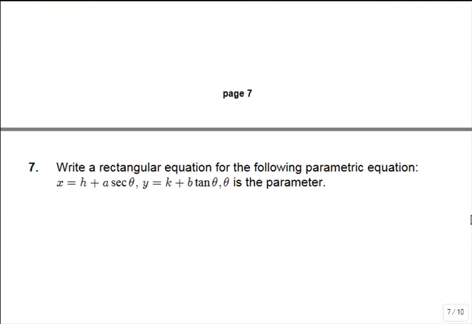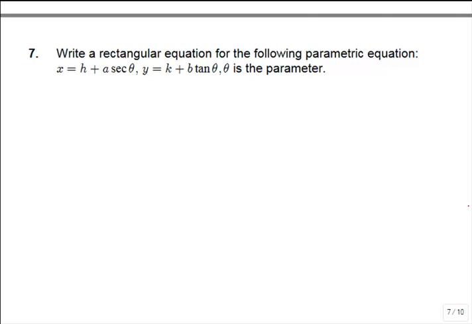Oops, we have an extra page here. Okay, let's go ahead and look at the next example. Here we want to write a rectangular equation for the following parametric equation. We have x equals h plus a secant theta, and y equals k plus b tangent theta, where theta is the parameter. So instead of using t's like we normally do, this time we're using thetas for the parameter. So don't let that confuse you.